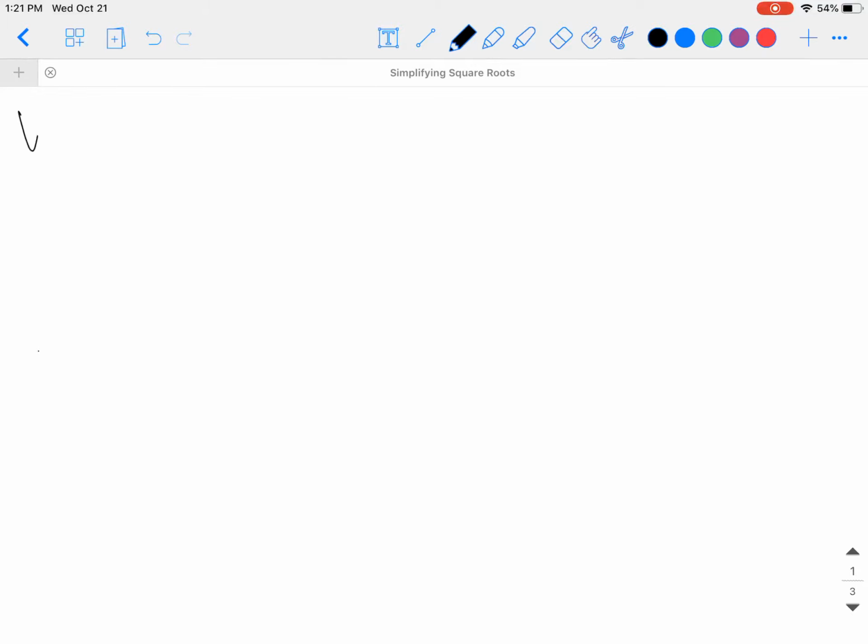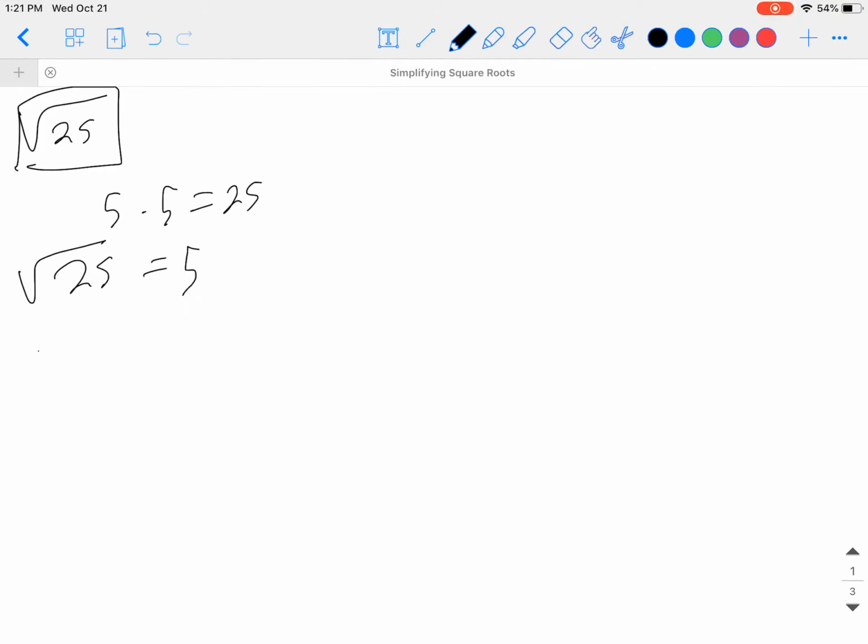Well, it is known that if we have the square root of 25, the answer to this will be a number that, when multiplied by itself, gets us back to 25. So if we take 5 here, we know that 5 times 5 equals 25. Since 5 is being multiplied by itself to give us what is inside the root, the square root of 25 equals 5.